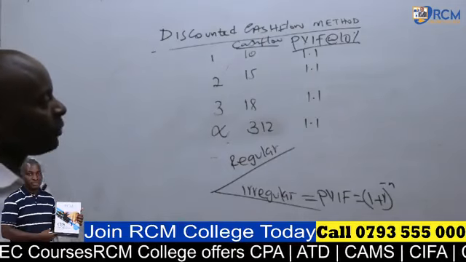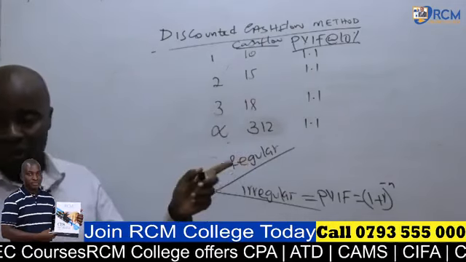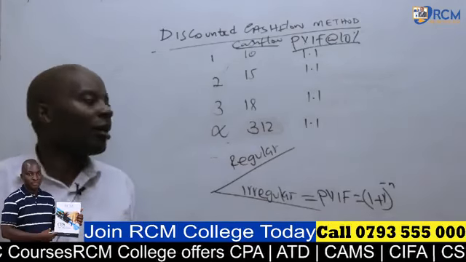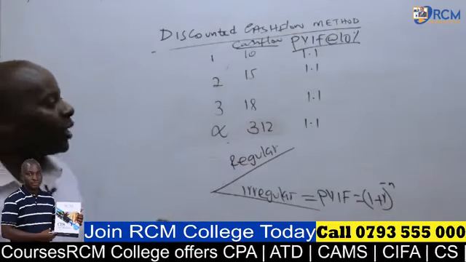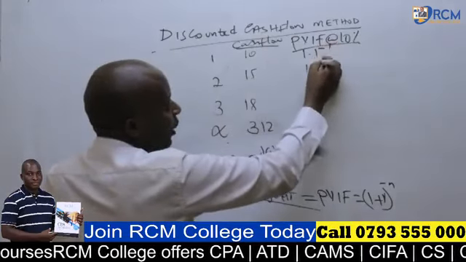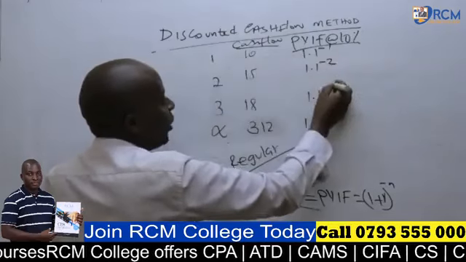1.1 because of what here? Because our cost of capital is 10%, and 10% is the same as 0.1. So therefore, this will be 1.1, raised to the number of years. So this will be raised to -1, raised to -2, raised to -3.